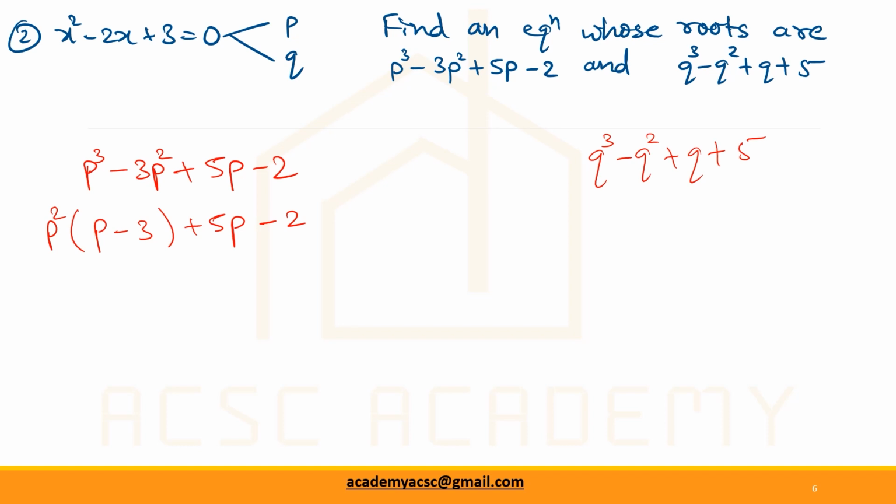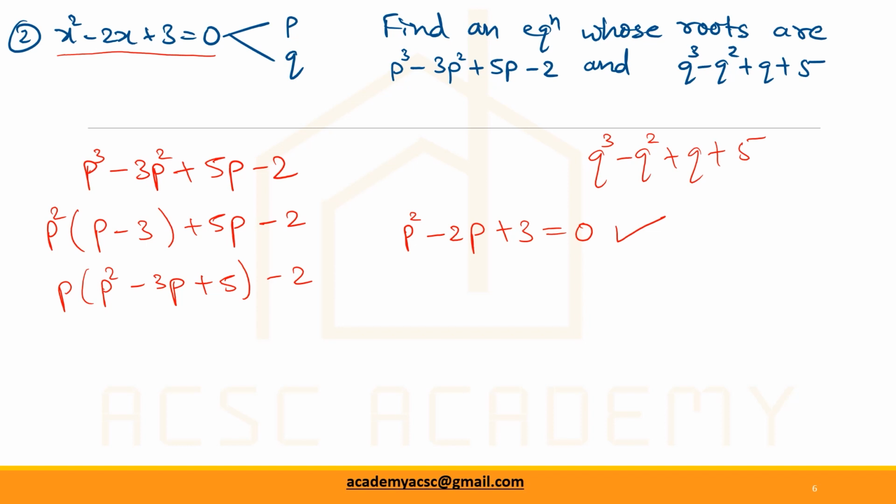So is it going to simplify the thing? Let us try taking p common. Then we will get p squared minus 3p plus 5 minus 2. Now from here can we get something? Looking at our original equation, and we know that p is its root, so we have one thing that p will satisfy it. So p squared minus 2p plus 3 equal to 0. This will hold true. So now using this, can we get something better?